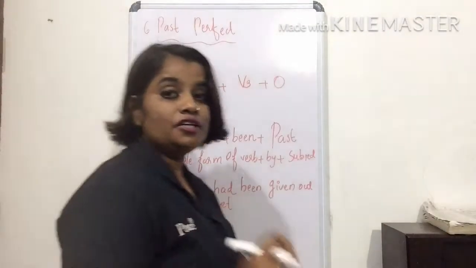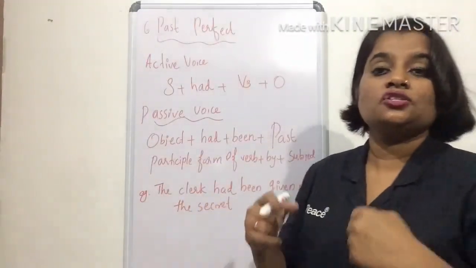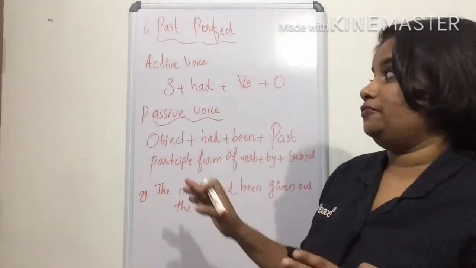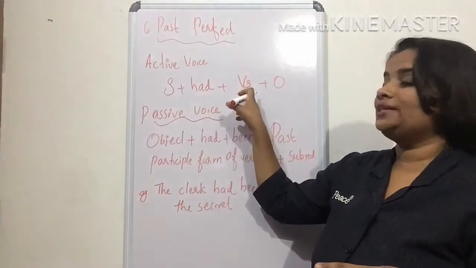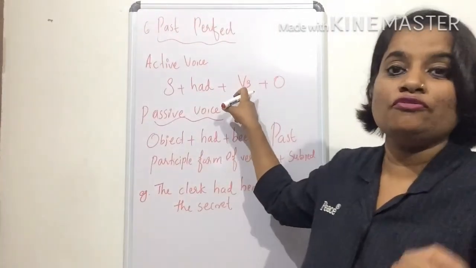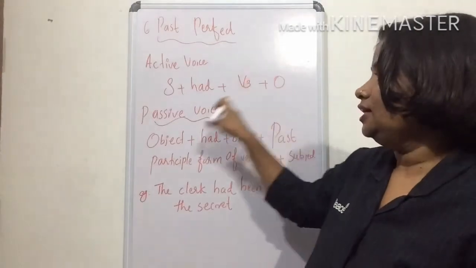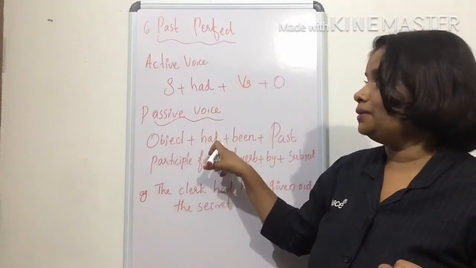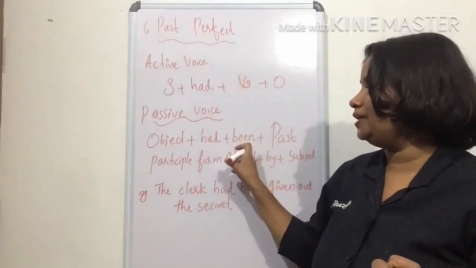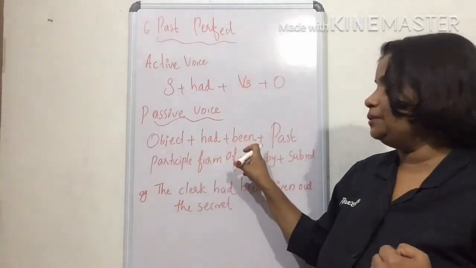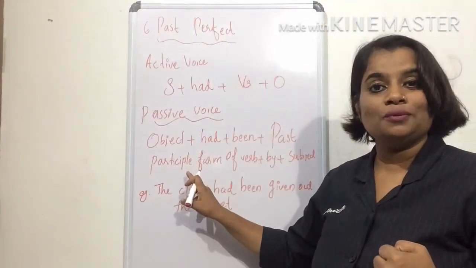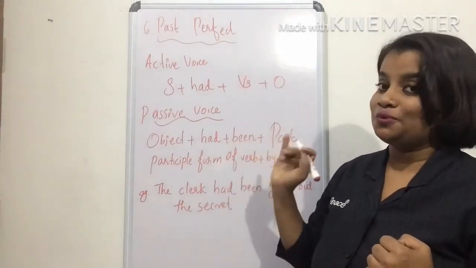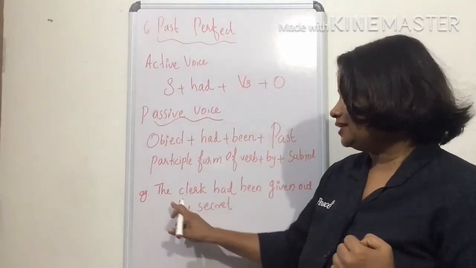Okay. In the case of past perfect tense, we know that the structure of active voice, the normal structure of past perfect, is subject plus had plus V3. V3 means past participle form of verb. Okay. Plus object. In the case of passive voice, object comes at the beginning. Object plus had plus, if it is perfect tense, you have to use been. Object plus had plus been plus past participle form of verb plus by plus subject. Okay, so you have to learn the structures properly. Okay, so let us see the example over here.